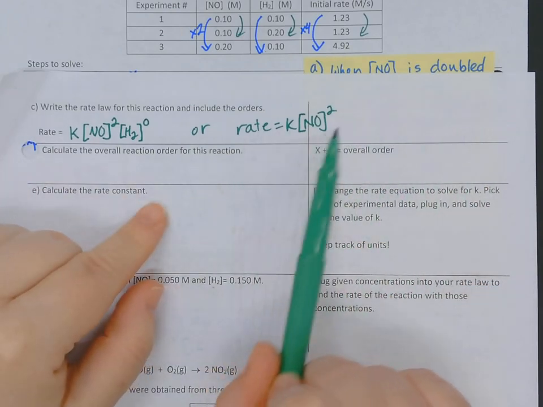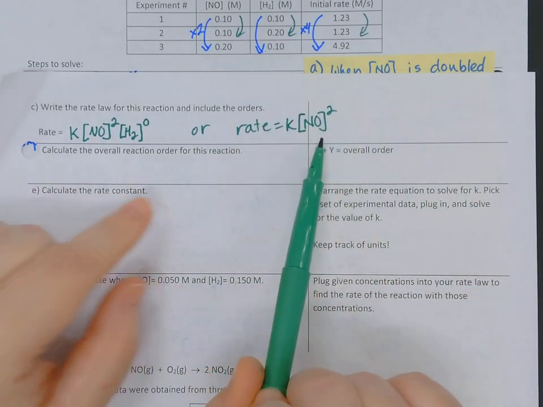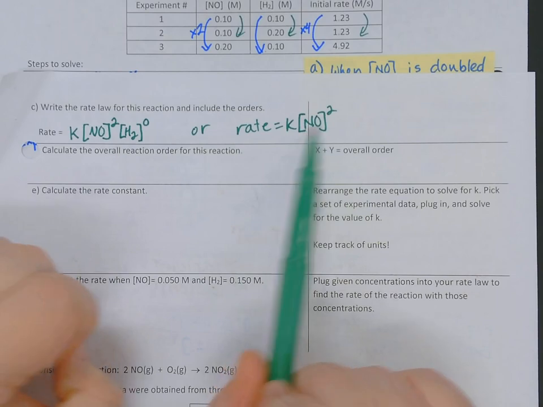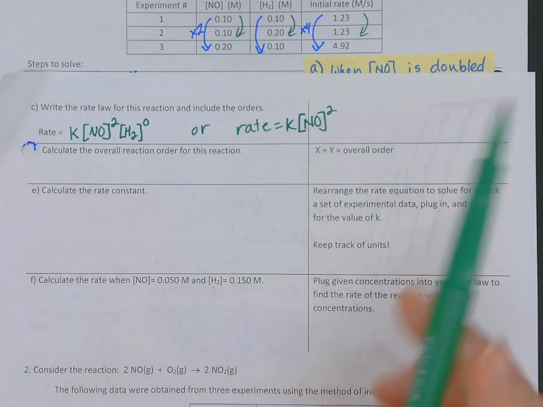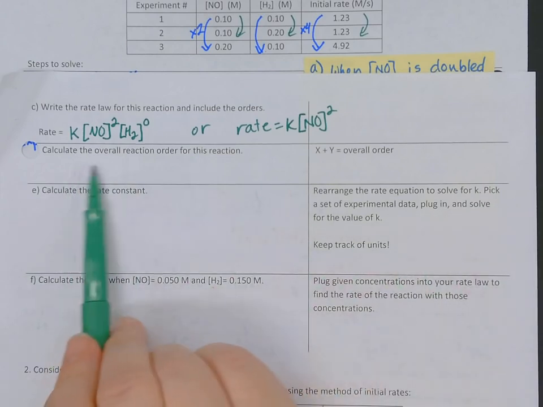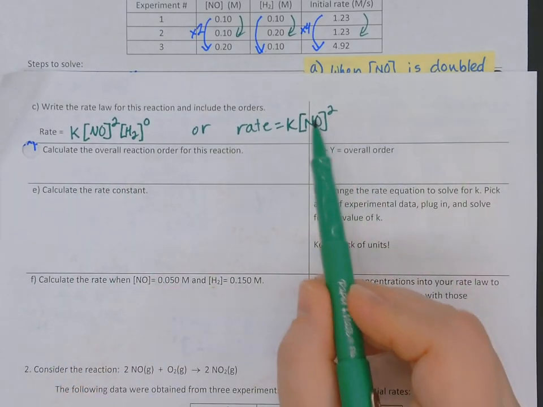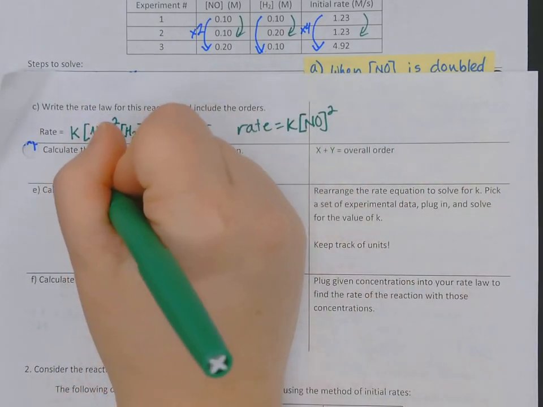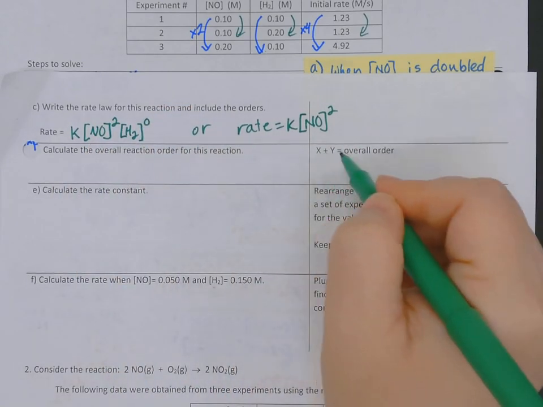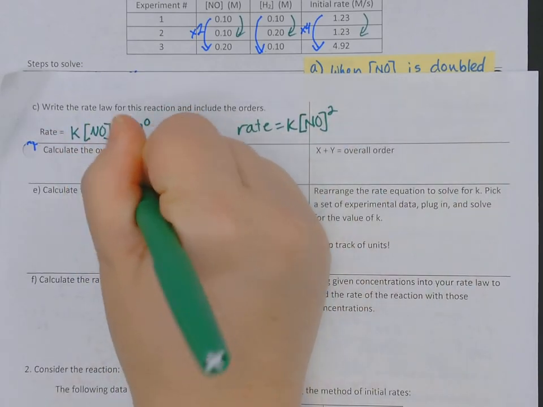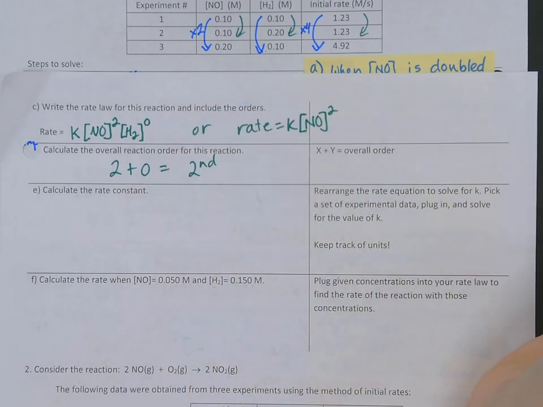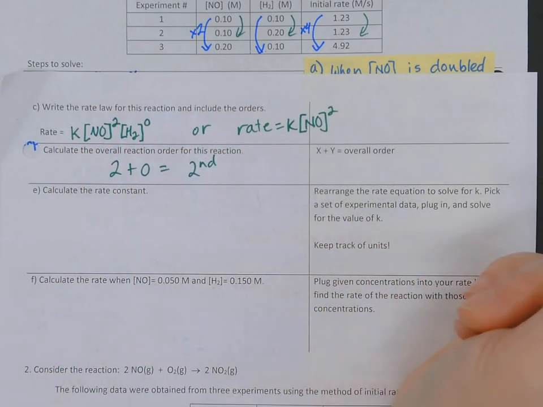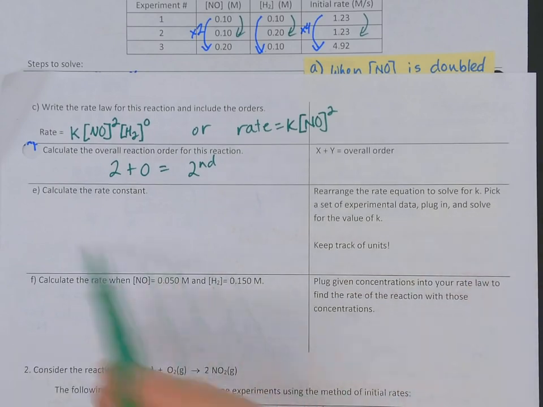So if you're ever given a rate law like this, and they ask, what's the order with respect to a chemical that's not there, then you know it's 0 order because it's been eliminated. And now it says calculate the overall reaction order for this reaction. Our overall order is our x plus our y, so it's 2 plus 0 gives us second order overall. Okay, so we're just adding up those exponents, nothing too crazy there.